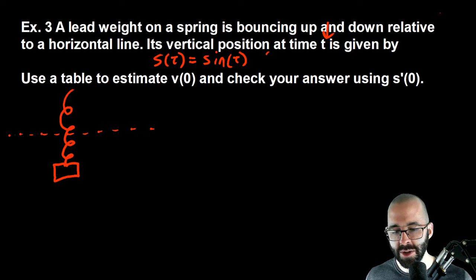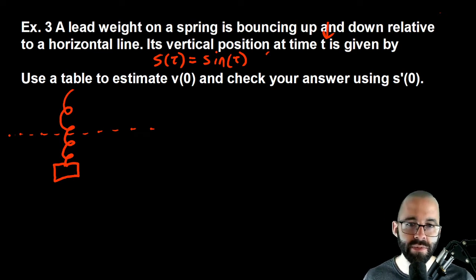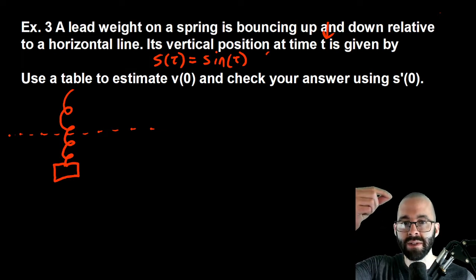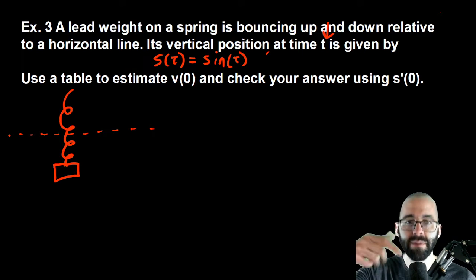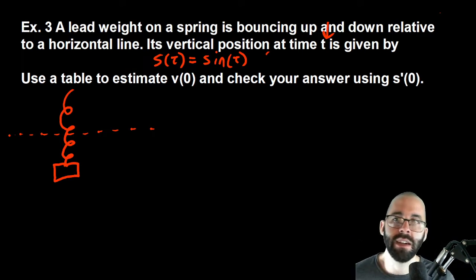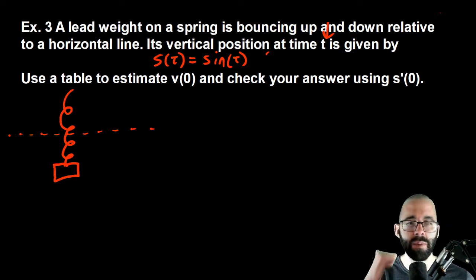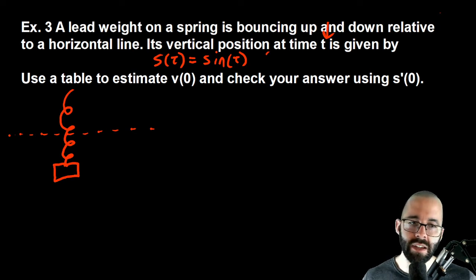So its vertical position is given by a sine equation. So it's periodic, right? It's going to bounce down, bounce up, and then it repeats. Bounce down, bounce up, bounce down, bounce up. It repeats just like sine. Use a table to estimate the velocity at 0 seconds. And again, we're going to assume that 0 is not the start of this experiment, so negative seconds makes sense. We're going to say negative seconds is like what happened in the past, and check your answer using a derivative.